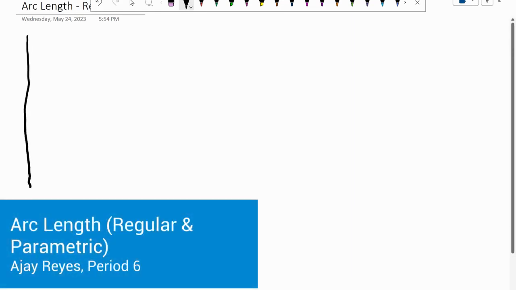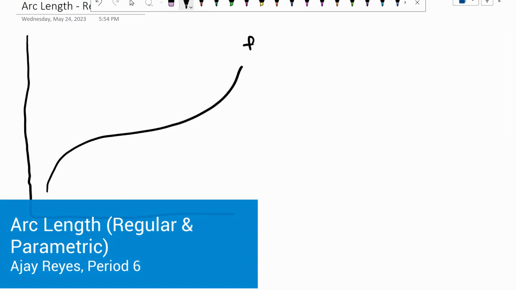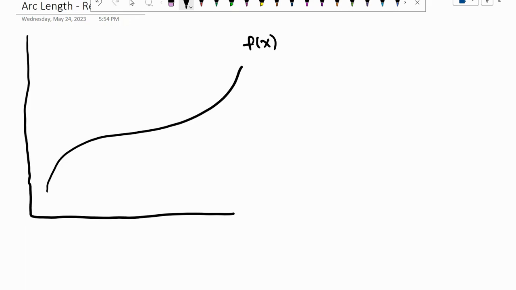Suppose we have a coordinate plane. And on that coordinate plane, we have a curve. We'll call that curve f of x. What we want to do is find the length of f of x from point A to point B. We want to find this length, or the arc length. Now, how can we do that?